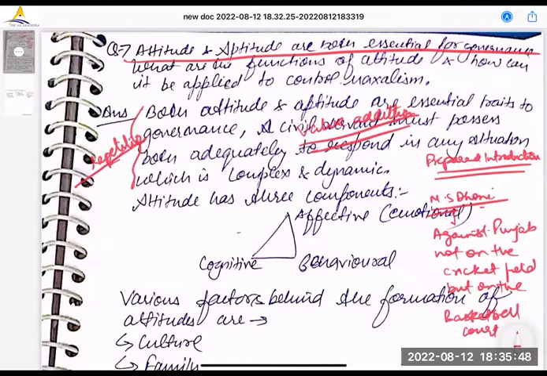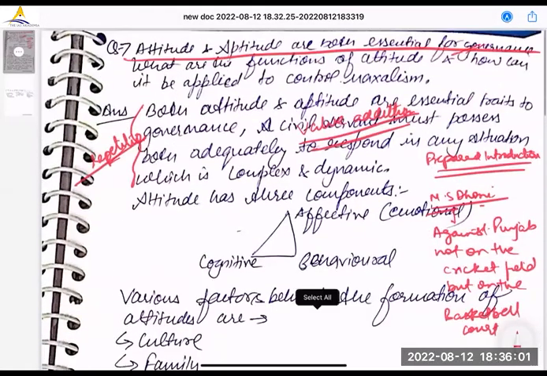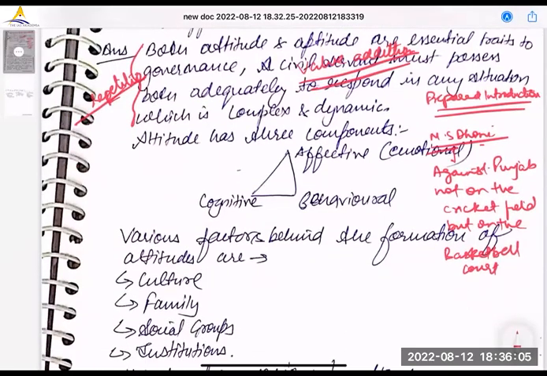Is it asking to explain with a governance example only? You have to just clarify what attitude is and what aptitude is. And the question is, what are the functions of attitude? So coming to the function part, attitude has 3 components. Okay, you have written that also.